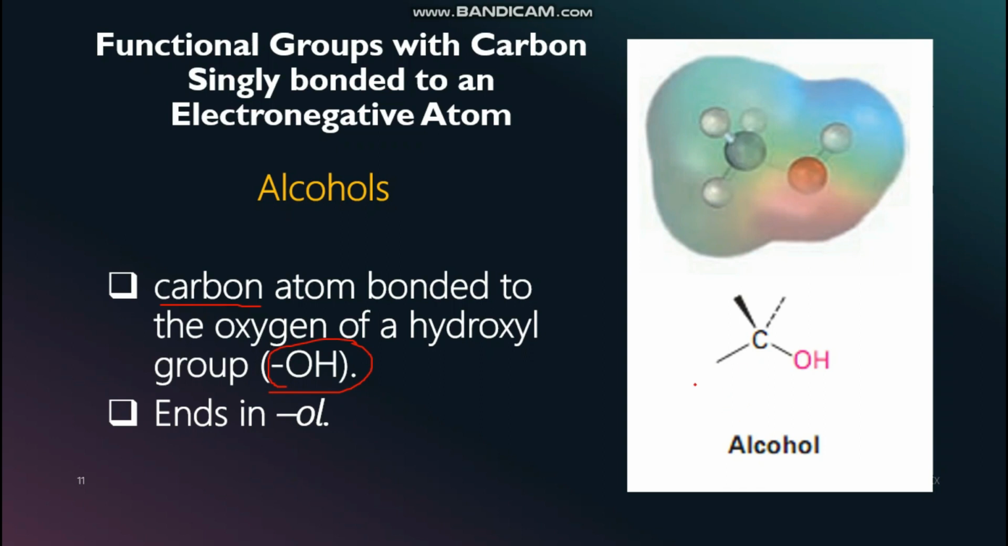Okay. So this is a simple structure of an alcohol. So this one is methanol. Okay. So we have hydrogen atoms here. So that makes it methanol. And it ends in OL: methanol, ethanol, butanol, propanol, and so on and so forth.